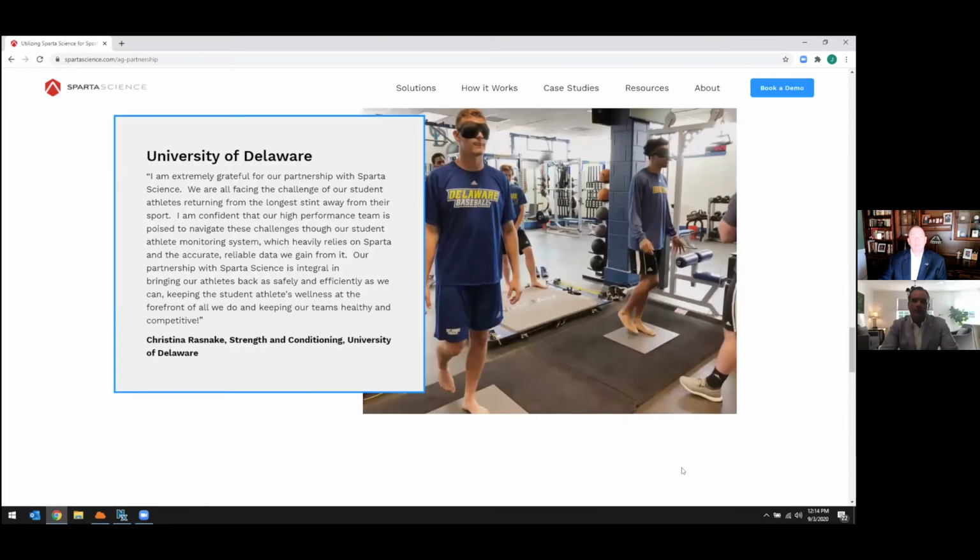That brings me to the University of Delaware. Talk to us a little bit about how the University of Delaware is using the technology. Yeah, I personally love what they do at the University of Delaware. Christine, who you see listed here on the quote, really leads their technology division in the performance area.